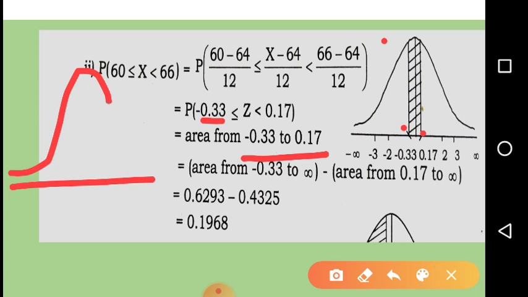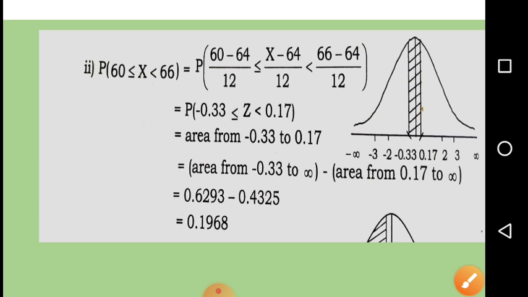Yes, how to get the area in the center? You have to see what I have written. Area from 0.33 to infinity, minus the area from 0.17 to infinity. Once again I will tell. To find this middle area, how will you do it? Minus 0.33 to infinity.